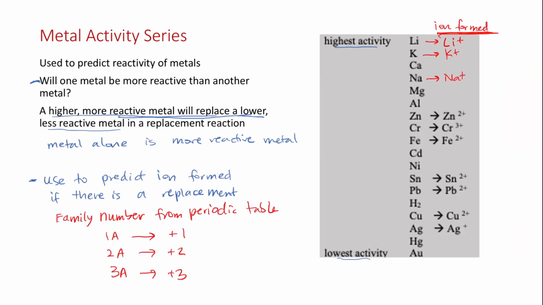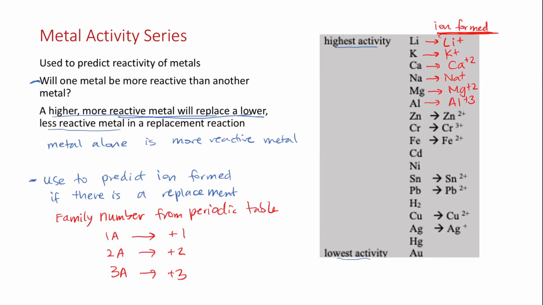This is calcium. So calcium is in family 2A, so that forms the +2 ion. So that's Ca+2. And magnesium is also in family 2A, and that's +2. Aluminum is over in family 3A, and that means it'll be aluminum +3.